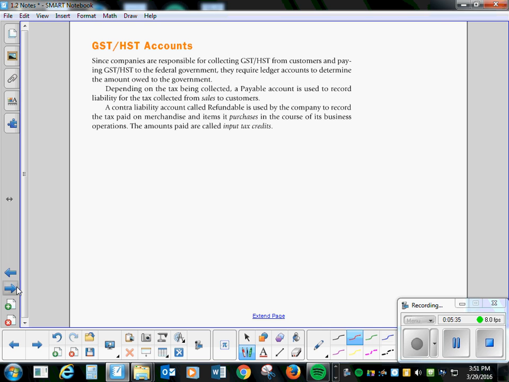Since companies are responsible for collecting GST or HST from customers and paying it to the federal government, they require a ledger account to determine the amount owed to the government. Depending on the tax being collected, a payable account is used to record liability for the tax collected from sales. We're going to use a contra liability account called refundable, used by the company to record the tax paid on merchandise and items it purchases in the course of its business operations. The amounts paid are called input tax credits.